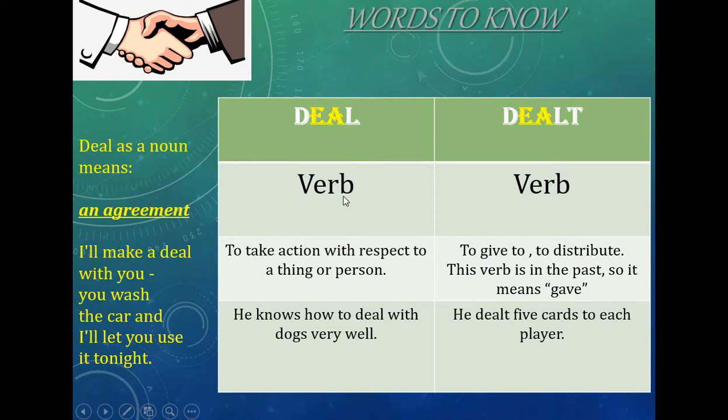We focus on deal as a verb, okay? Not as a noun. So, deal as a verb to take an action while dealing with a person or a thing or an animal. Dealt as a verb, it is past, it is a verb in the past, and it means to give or to distribute, okay? Like, he dealt 5 cards to each player. They are playing, so he dealt 5 cards to each player. It means he gave or he distributed 5 cards to each player. Dealt, gave, or distributed, okay?